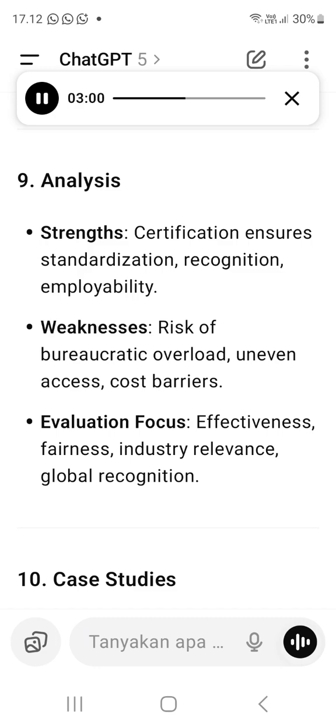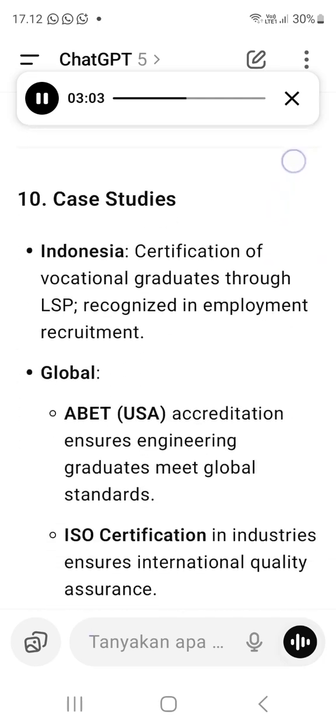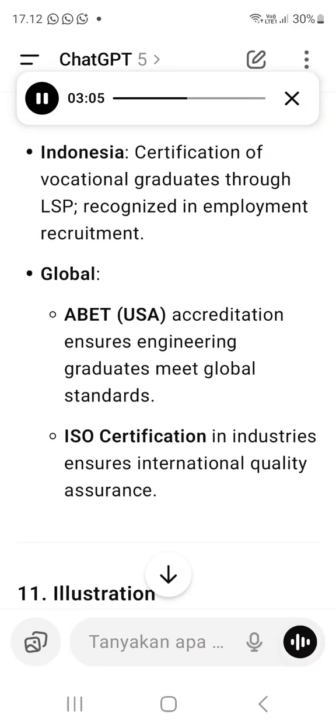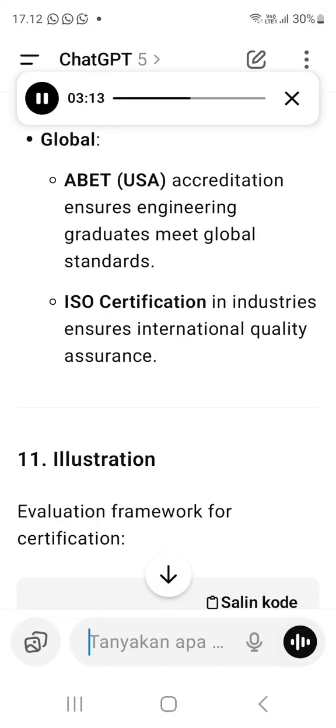10. Case studies. Indonesia. Certification of vocational graduates through LSP, recognized in employment recruitment. Global. ABET, USA accreditation ensures engineering graduates meet global standards. ISO certification in industries ensures international quality assurance.